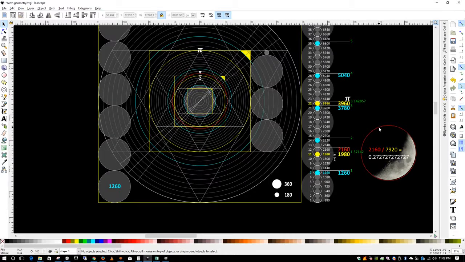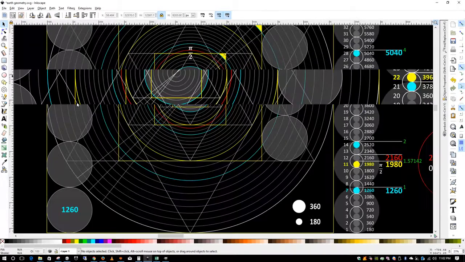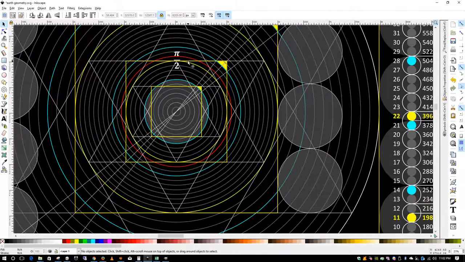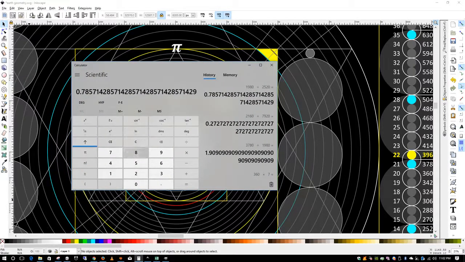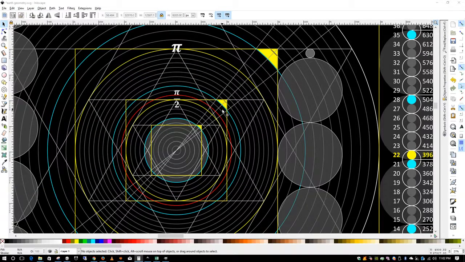So this red circle that you see right here represents the moon, and that moon falls in on this ring right here that you see inside of the Earth. So if we take the moon, which is 2160 actually, and we divide that by the actual diameter of the Earth, we get 0.2727, which is actually the exact ratio of the moon to the Earth.